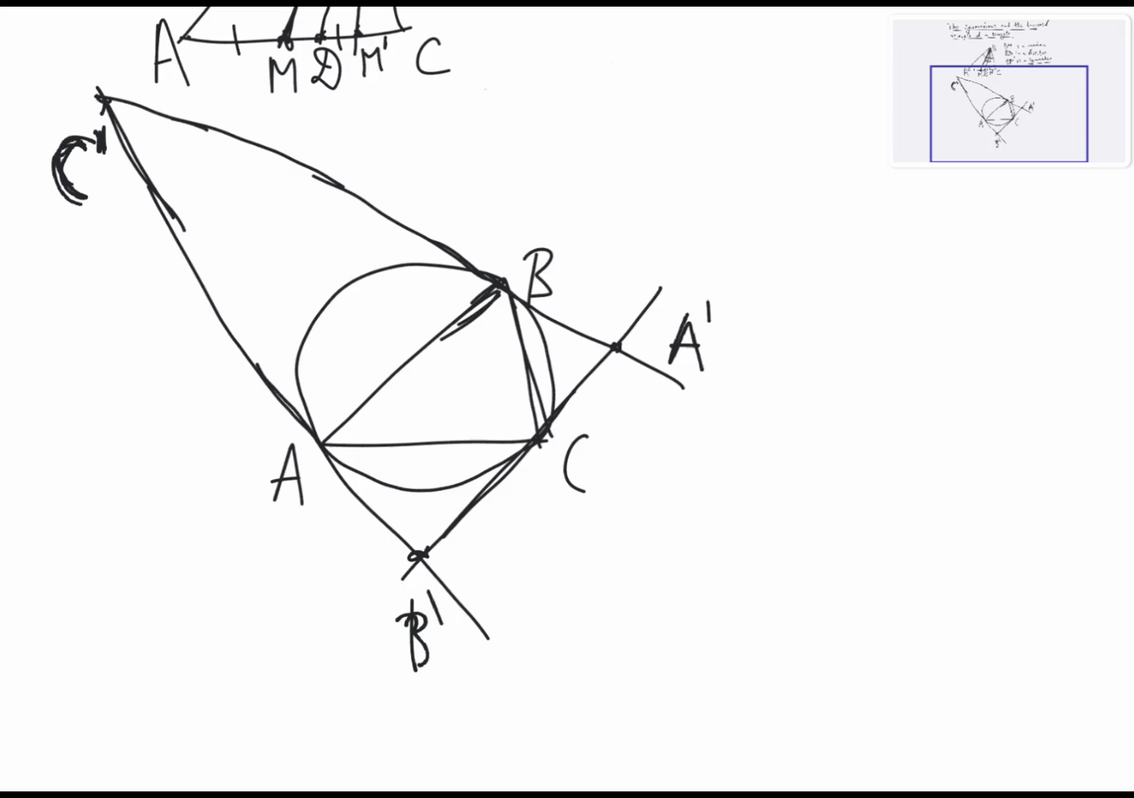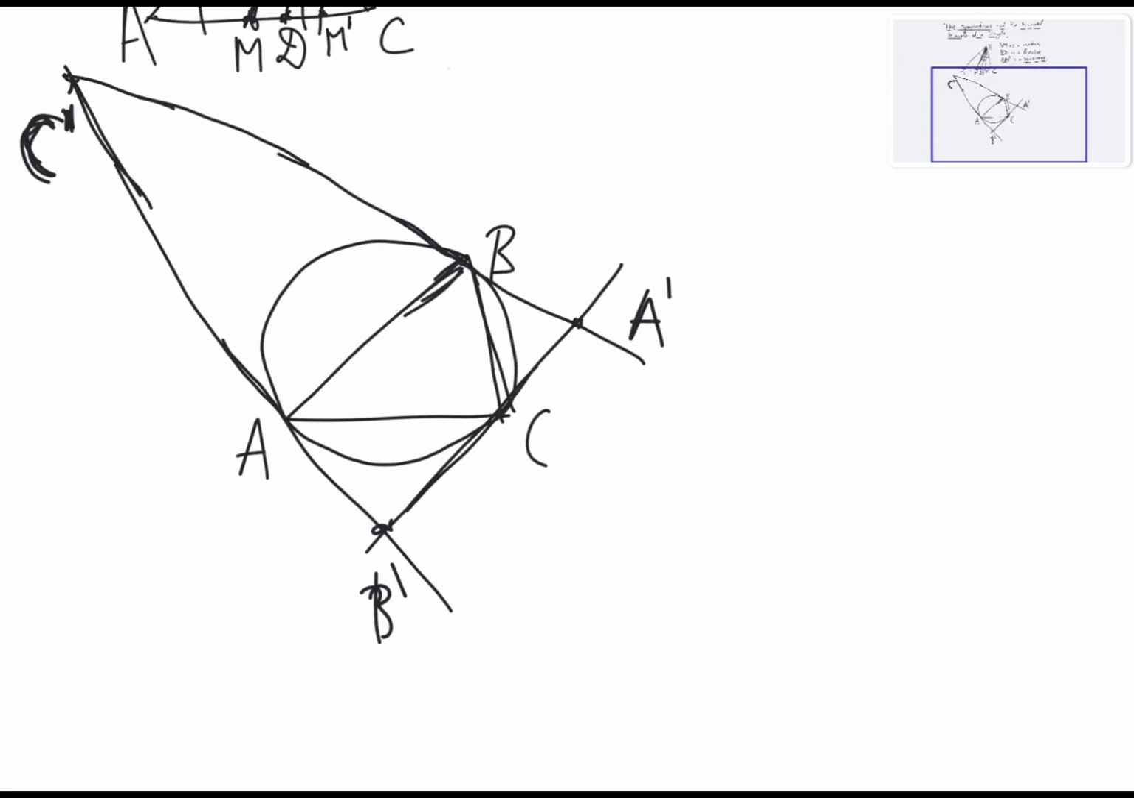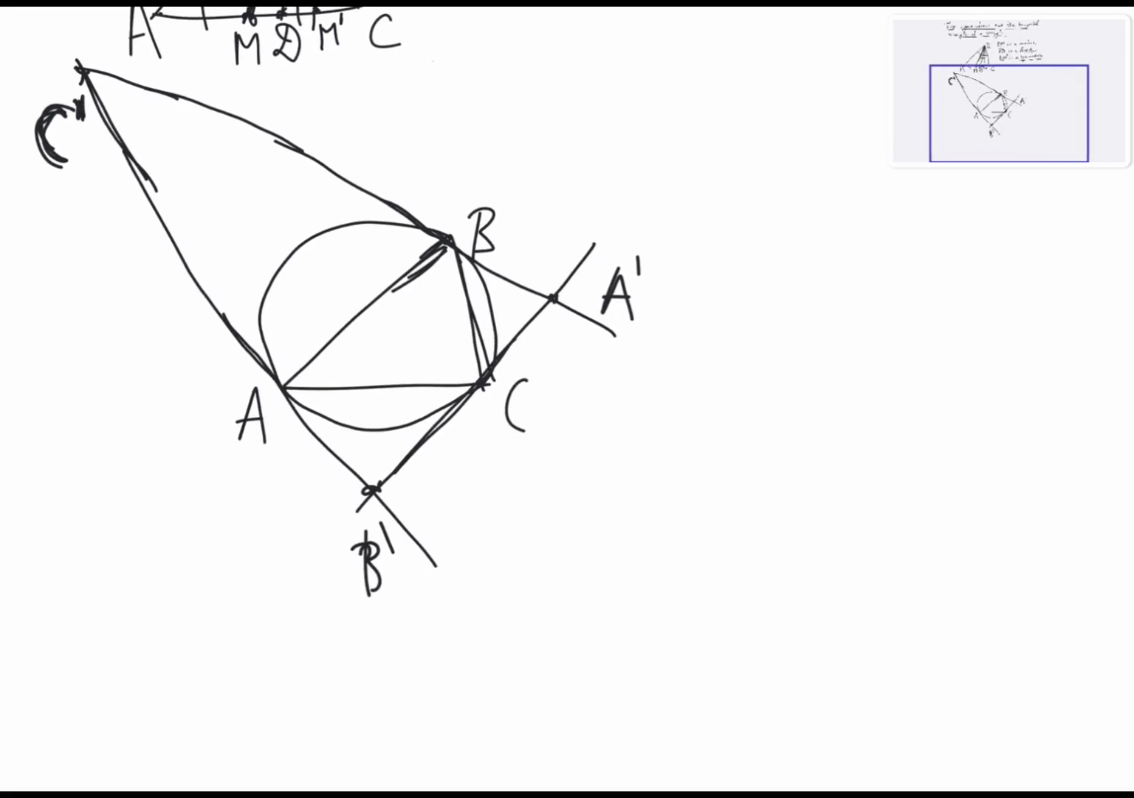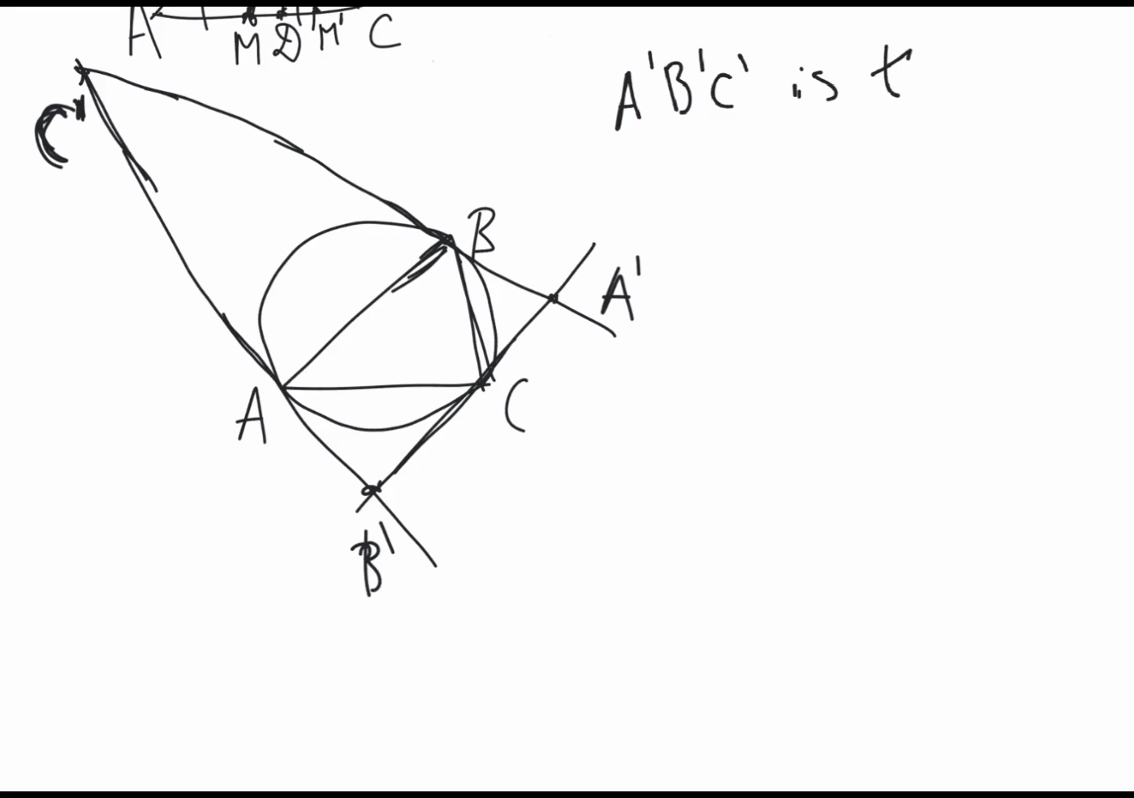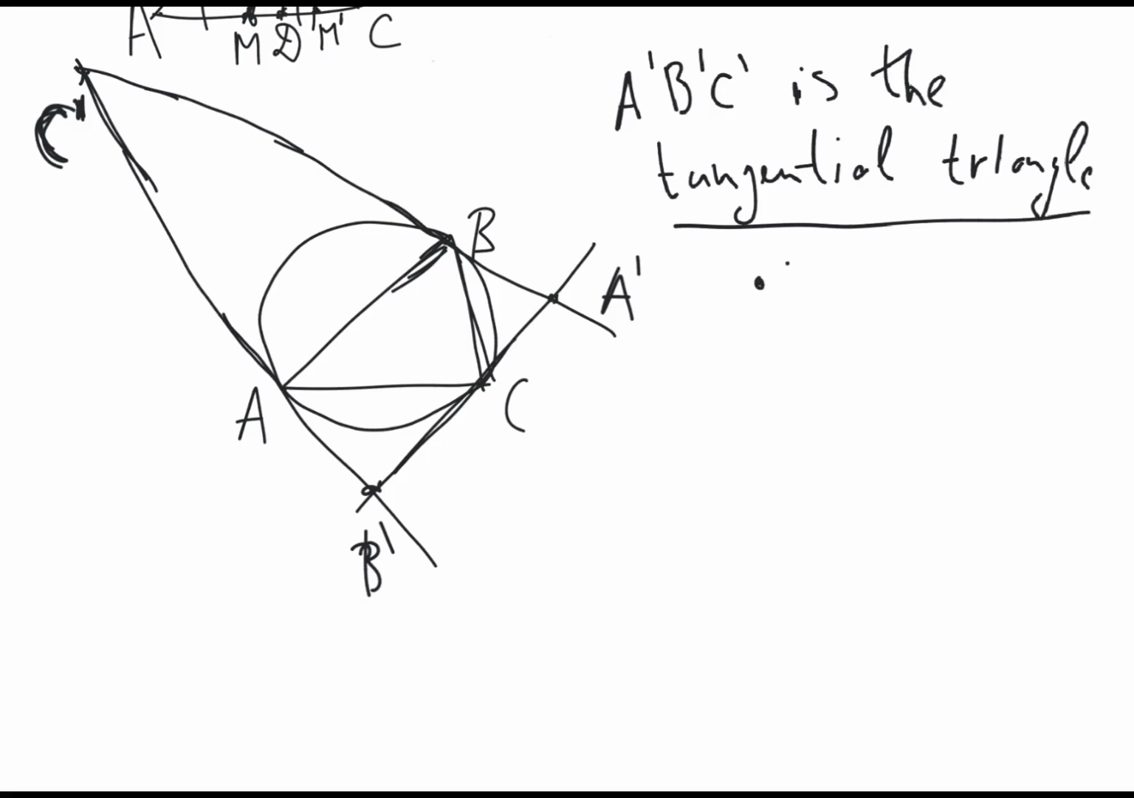And so this large triangle A prime, B prime, C prime is called by definition the tangential triangle of the triangle ABC.